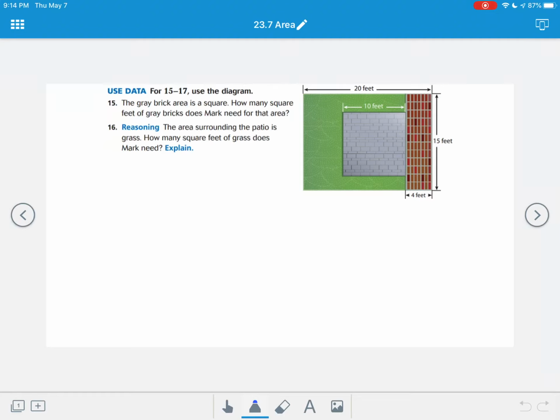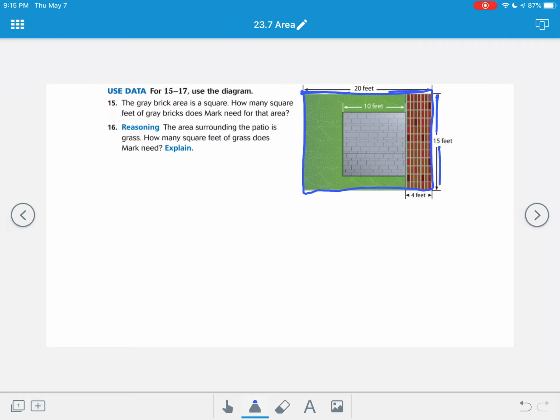So we're going to use this picture from your textbook. This is for numbers 15 through 17. We're going to just solve numbers 15 and 16. And there's a lot of different figures happening here. Now, the main rectangle here is this whole backyard area. And this is 20 feet long by 15 feet. However, within that, it's not all one material. Some of it is grass, some of it is gray brick, some of it is red brick, and we have the measurements for each of those as well.